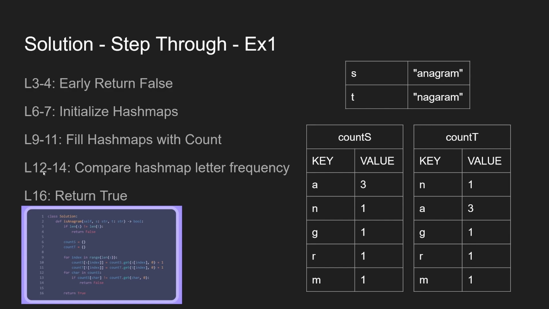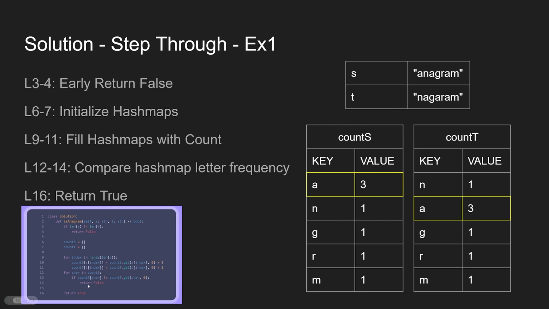And now it's time to compare these two hash maps. So lines 12 through 14 are the code to do that. So for character in count S, we start with the first character, and it's an A in keys. And so we find A in the count T hash map, and we compare the values. And 3 equals 3, so that's fine.